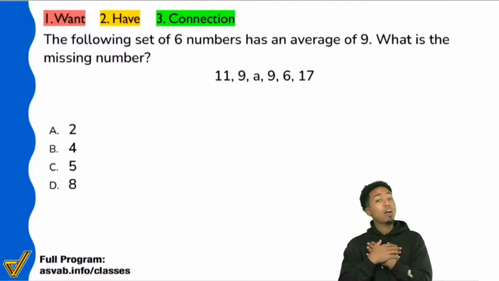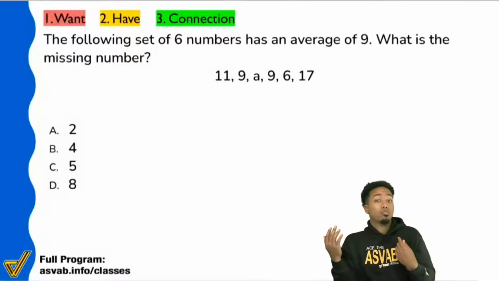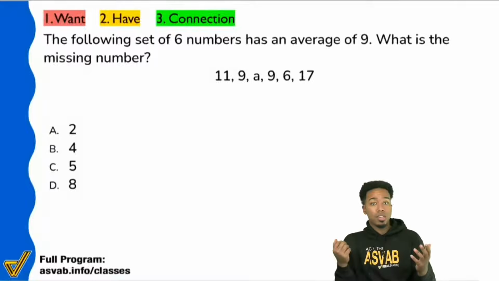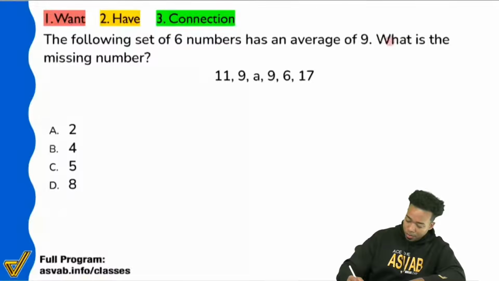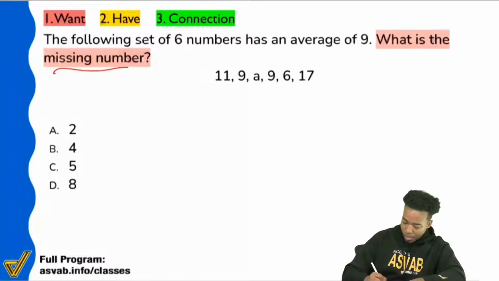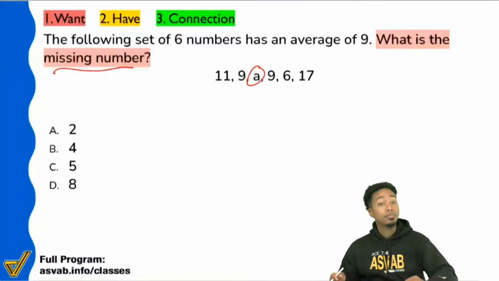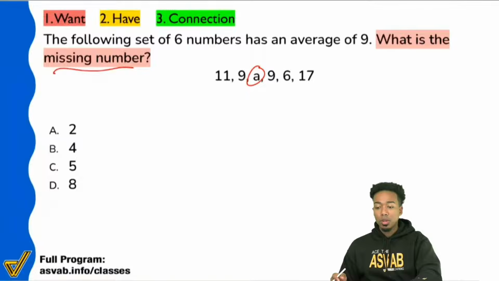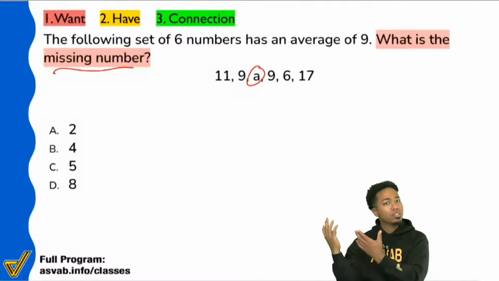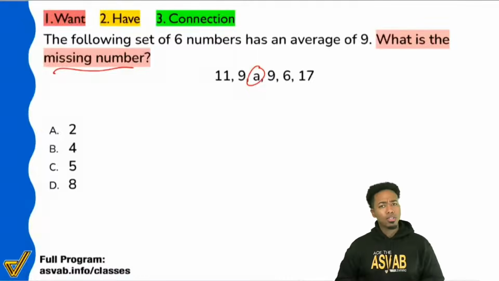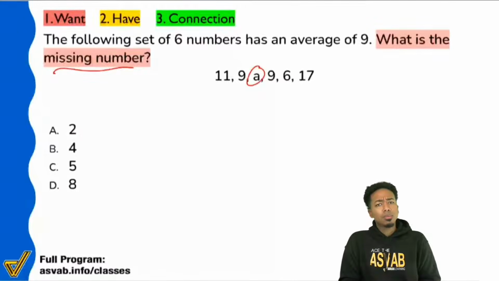I don't know if this is an average problem yet. Heck, this could be a geometry problem. This could be a distance rate time problem. I don't know yet. But starting with the question, it just says, hey, we're looking for the missing number. What is the missing number? And that is right there. A. Okay. Now, everyone, in terms of the information that they give us, what do we know about that missing number or the list that it belongs in? What are we told about that missing number or the list that it's in? What do we know?